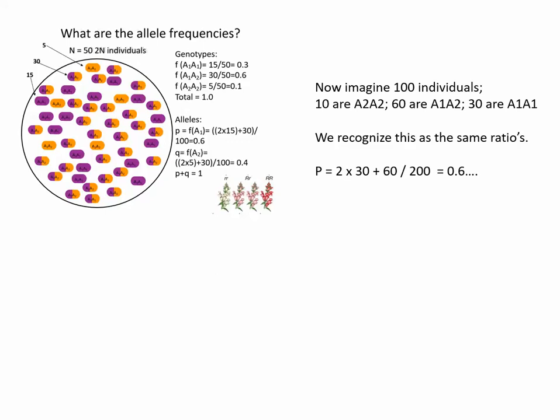2 times the 30 individuals that are A1A1, because they each have 2 copies of the A1 allele, plus 60 of the A1A2s, because they each have 1 copy of the A1 allele. Those two sum to 120, but now we have 100 individuals, which means we have 200 alleles, so it's 120 over 200, also 0.6.